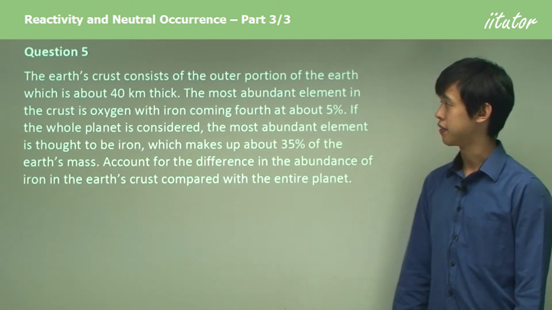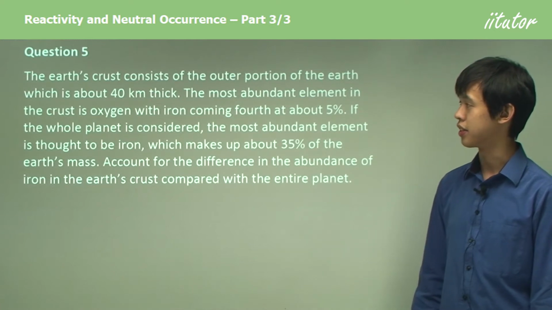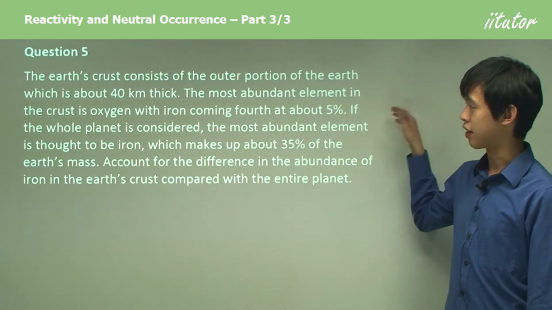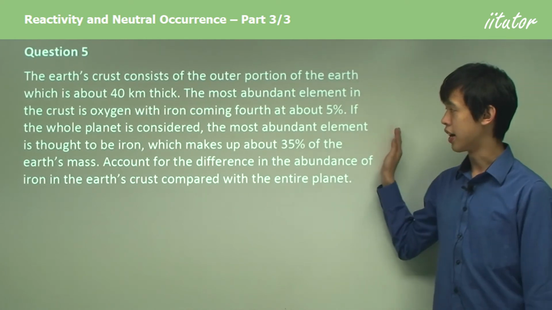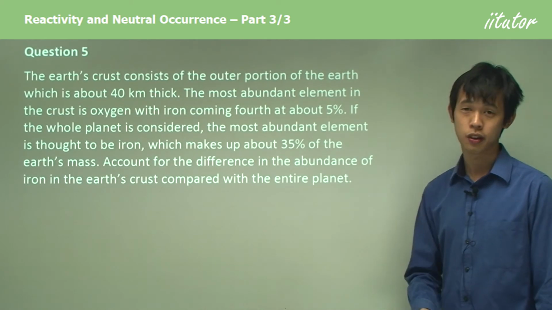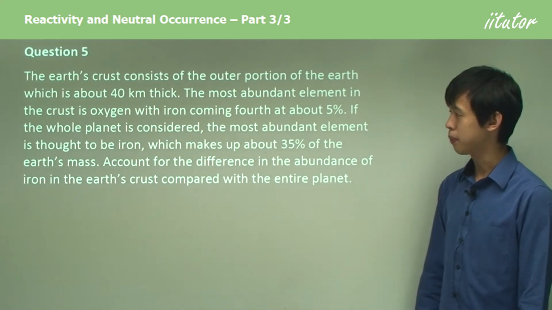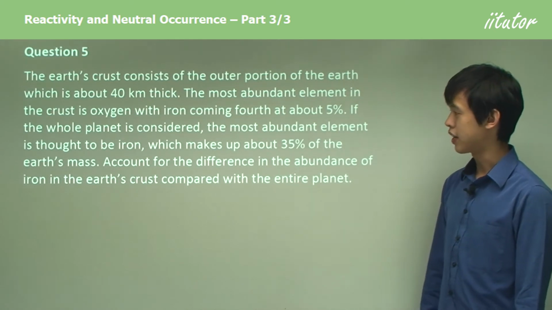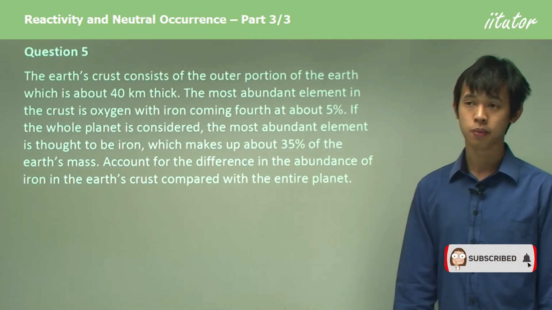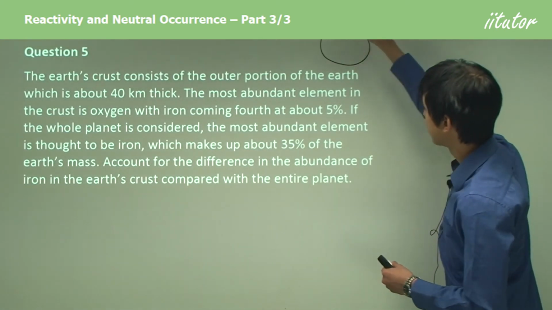So question 5, it's a long one. The Earth's crust consists of the outer portion of the Earth, which is 40 kilometers thick. The most abundant element in the crust is oxygen, with iron coming fourth at about 5%. So in the slide, we saw that oxygen is about 46% and iron is 5%. If the whole planet is considered, the most abundant element is thought to be iron, which makes up about 35% of the Earth's mass. So when I said Earth's crust, this is the Earth, right?